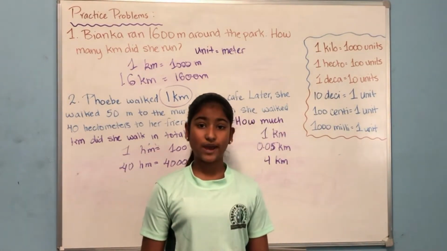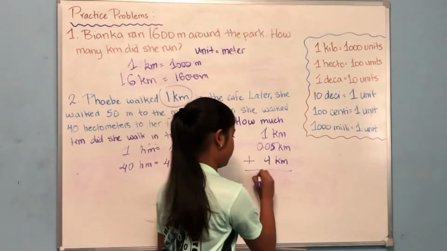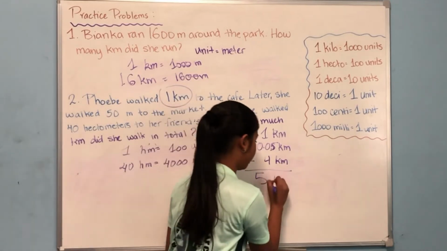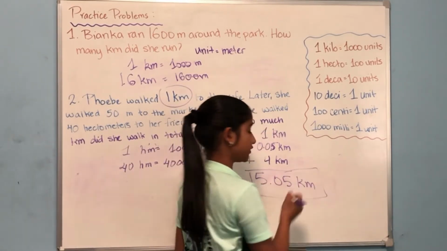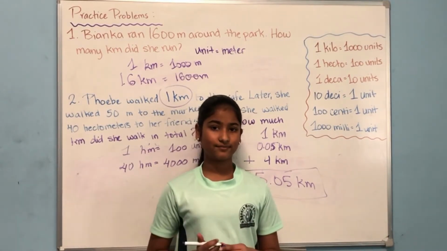So all we have to do now is add all of them. 4 plus 1 is 5. And we leave this the same, so it's 5.05 kilometers. So that's our answer for this problem. Hope you understood both of these practice problems.